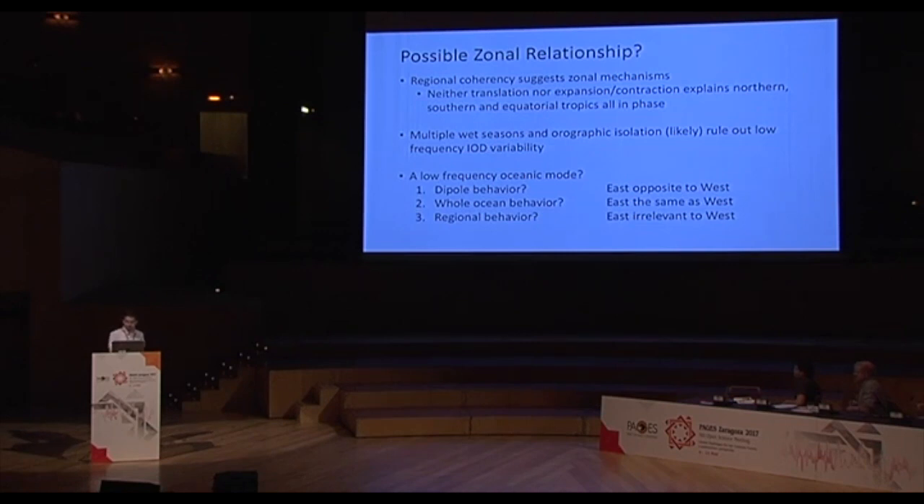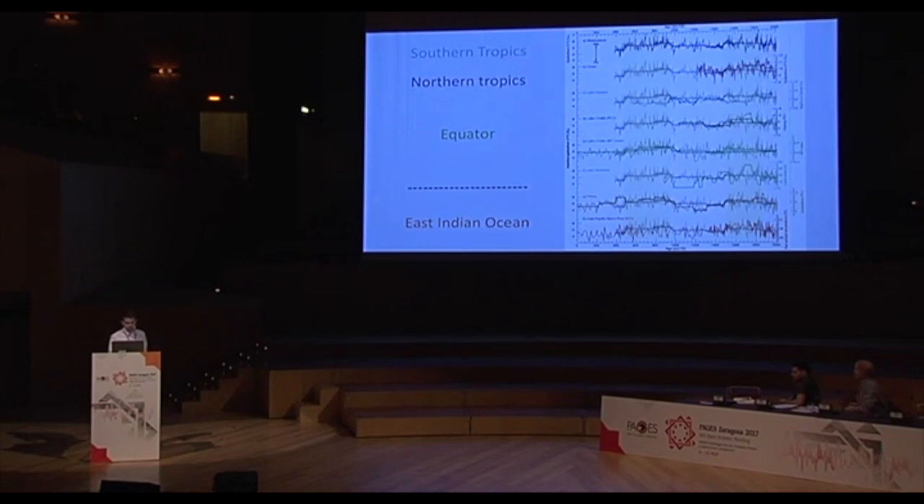So if we have a regional coherency, and we believe this might be best explained by a zonal mode, the question is what happens in the cross-basin relationships. Do we have dipole behavior akin to a low-frequency IOD? Do we have whole ocean behavior where the east is the same as the west, that might be controlled by the Indonesian through-flow, for example? Or do we have regional behavior where the east and the west Indian Oceans are largely acting independently?